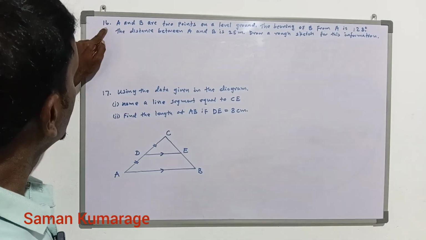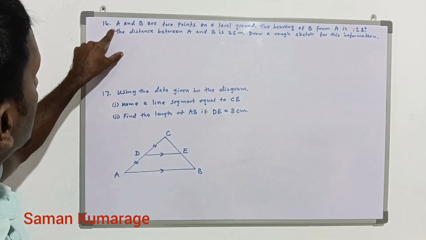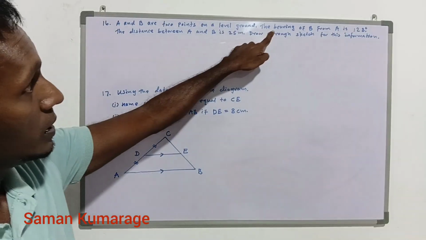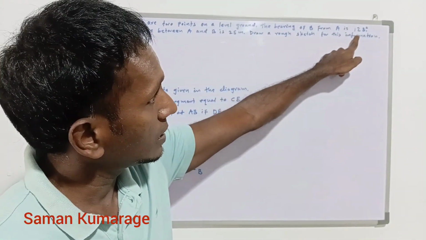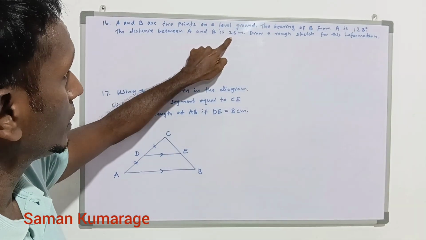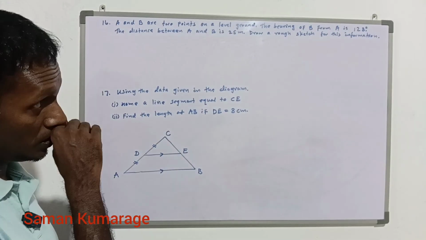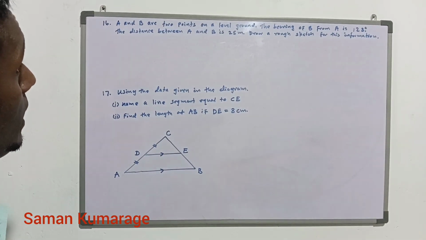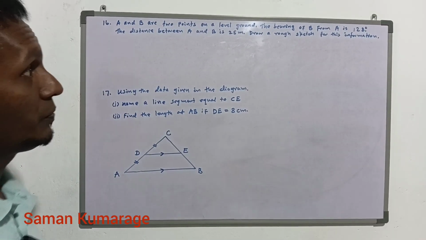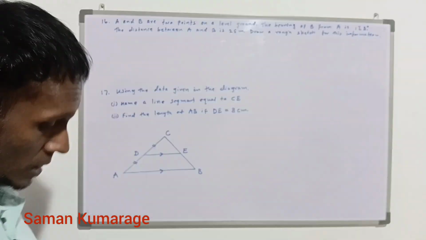Look at this. Question number 16 has come from the lesson bearing. Read the question. A and B are 2 points on a level ground. The bearing of B from A is 128 degrees. The distance between A and B is 25 meters. Draw a rough sketch for this information. So this is easy to understand, and it is easy to draw the rough sketch if you have already studied the lesson bearing properly. So let me explain to you.